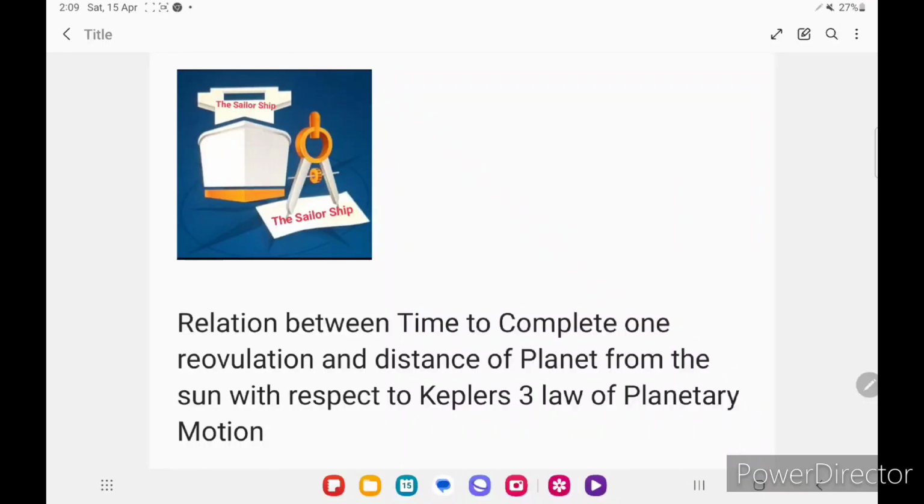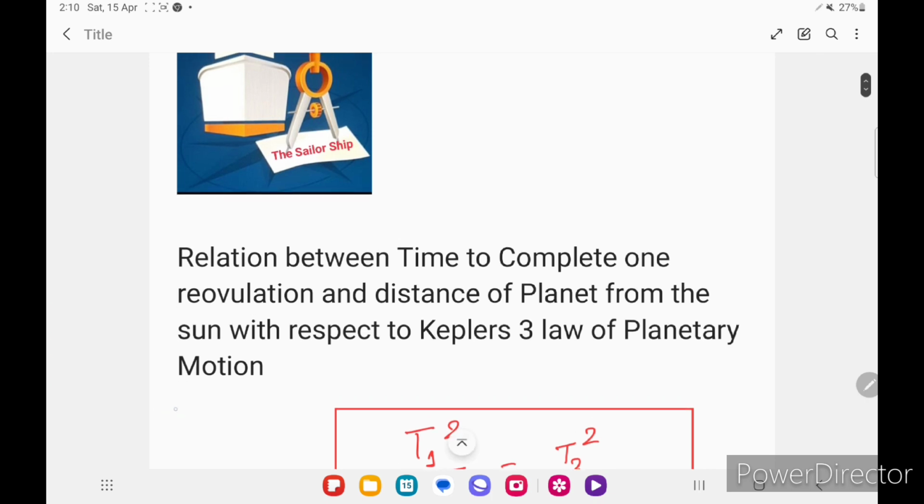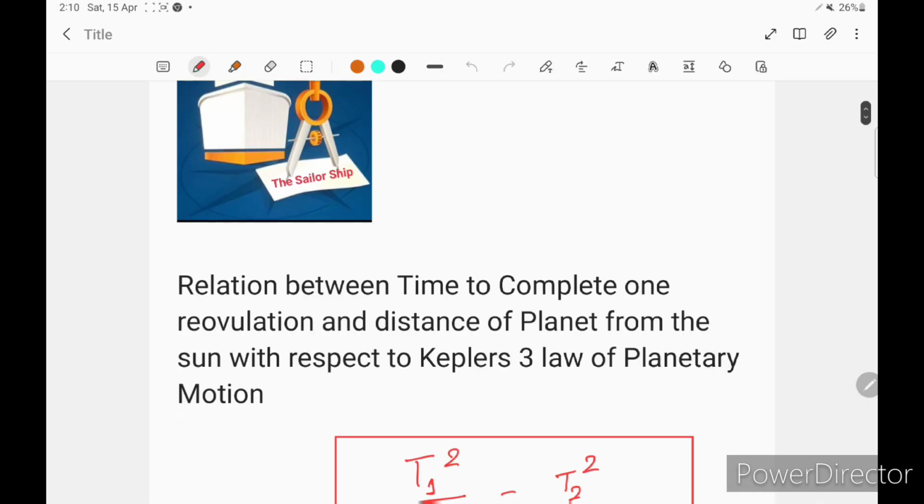Today our topic is TCN's Part C, the relation between the time to complete one revolution and the distance of a planet from the sun, with respect to Kepler's third law of planetary motion. This type of numerical is very simple and you can easily score 25 marks. So we'll solve this new type of numerical.